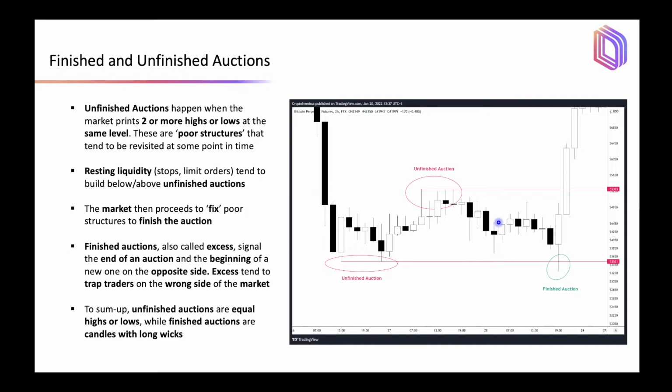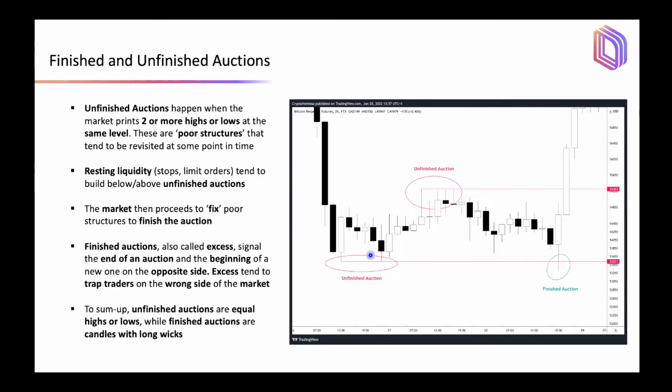The opposite is a finished auction, and finished auctions are also called excess, and they signal the end of an auction in one way and the beginning of a new one on the opposite side. So excess tends to trap traders on the wrong side of the market and revert very swiftly.